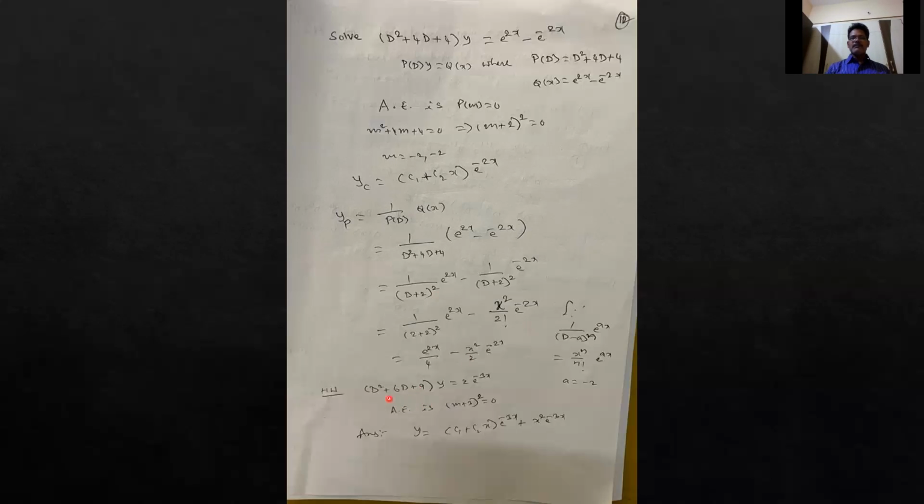Well, you can do this problem. For example, d square plus 6d plus 9 of y equal to 2 e power minus 3x. Writing the auxiliary equation, we get m square plus 6m plus 9 equal to 0. That is (m plus 3) whole square equal to 0. So m is equal to minus 3, minus 3. Writing y is equal to c1 plus c2x, e power minus 3x. And what is yp? 1 by P(D) Q(x). So writing this, 1 by (d plus 3) whole square of 2 e power minus 3x, we will get x square by 2 factorial e power minus 3x.